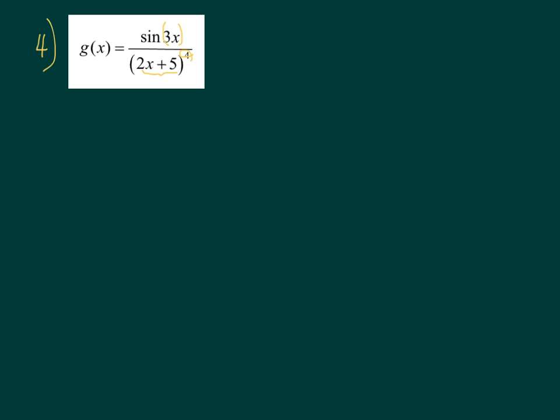Now I want to show you something though. If I wanted to rewrite g of x, depending on my preference, as far as quotient rule versus product rule, I could rewrite this like this, using a negative exponent. Oops, that's supposed to be a 4. And now I have the product rule. So either way, you're going to get the exact same answer.